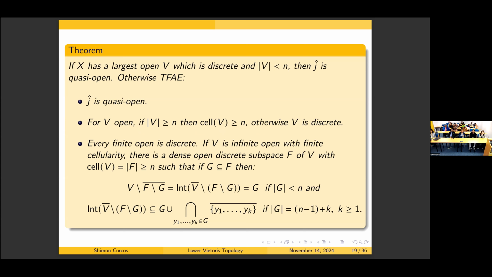If this is satisfied, firstly, every finite open is discrete. And secondly, if you've got an infinite open that has finite cellularity, then you can find a dense open discrete subspace, which is finite and has the same number of elements as the cellularity of V. Also, I was able to show that certain things happen with the closure of elements of F.